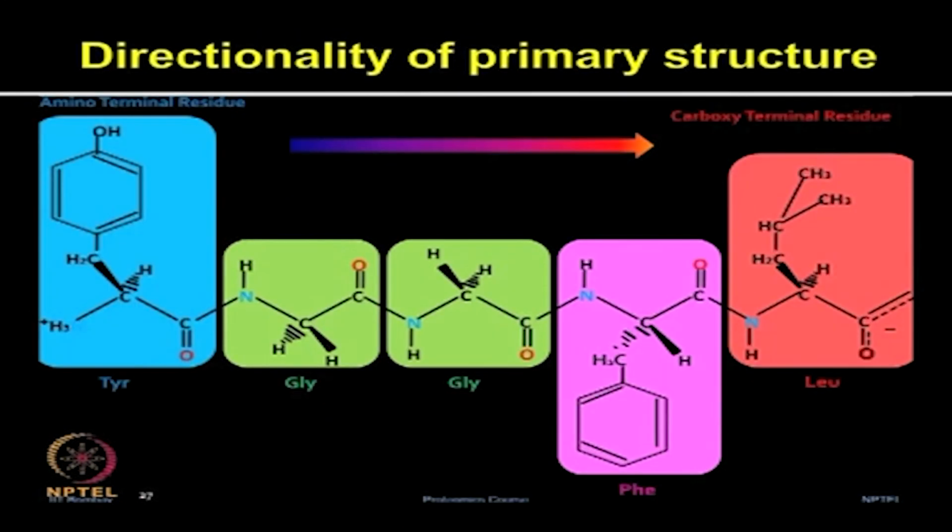Now, what is the directionality of primary structure? The polypeptide chain has polarity. So, one end is alpha amino group and the other end is alpha carboxyl group. The amino end marks the beginning of any polypeptide chain.